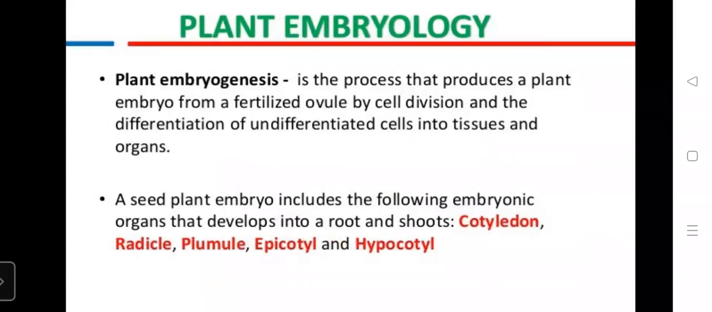In plant embryology, embryogenesis is the process that produces a plant embryo from a fertilized ovule by cell divisions and the differentiation of undifferentiated cells into tissues and organs. In this, a seed plant embryo includes the following embryonic organs that develop into a root and shoots. See here, what are the parts: cotyledon, radicle, plumule, epicotyl, and hypocotyl. These are the main important things.